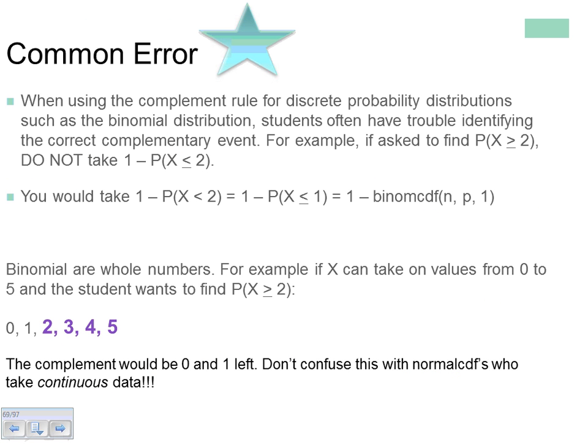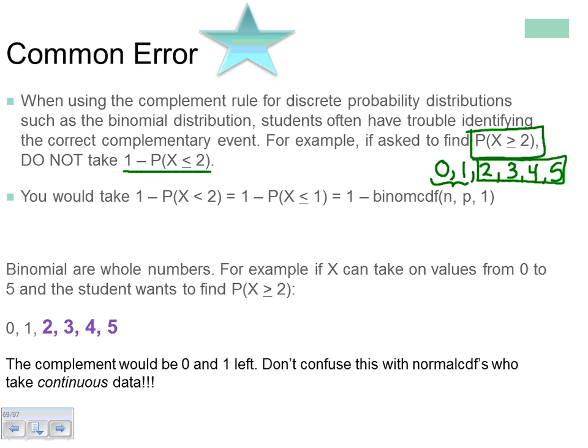Okay, so a common error when using the complement rule, what we kind of talked about. Make sure that if you want the probability of finding more than or equal to 2, it is not going to be 1 minus x is less than or equal to 2. Because think like when we had the kids, for instance, 1, 2, 3, 4, or 5. If I wanted more than or equal to 2, I would want to find those, so the complement would just be the 0 and 1.